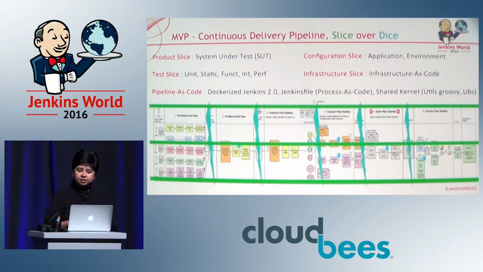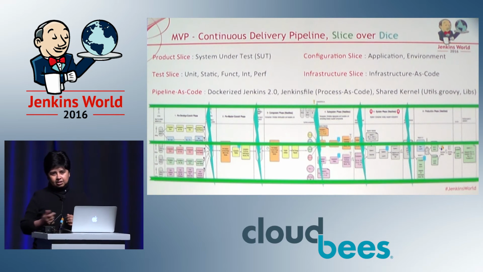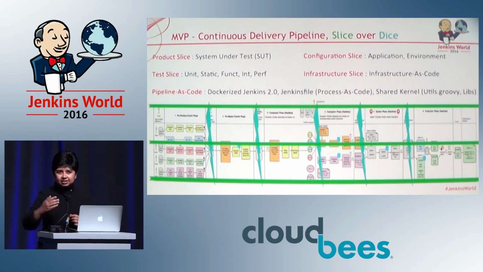My recommendation would still be to do slice over dice, which is green over blue, which is go all the way. This is true continuous delivery if you go all the way, and then the learnings are the highest if you go all the way instead of going one dice at a time. There's no harm. I think the end state is still the same, but in my experience, slicing has given better results to the teams than dicing, but the decision is of course up to you.